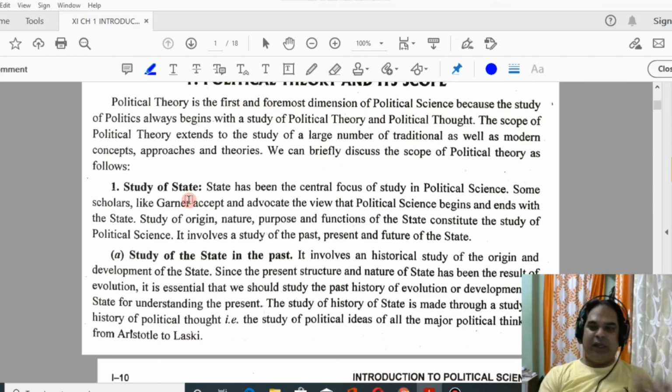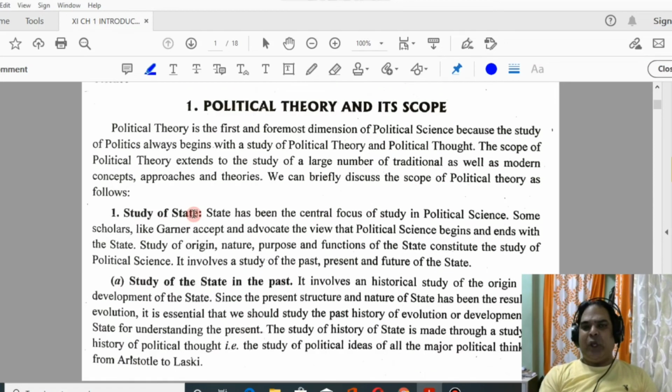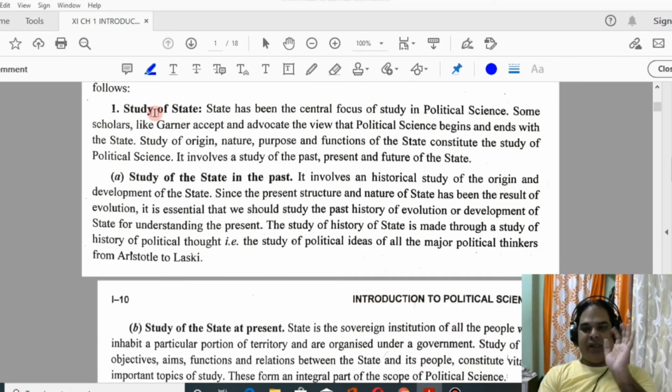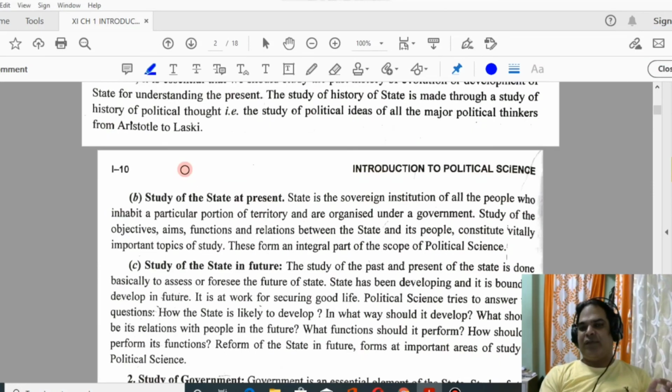It started with the beginning of a state and it will come to an end when the state comes to an end. So when we study the theory of political science, my dear, you can see here, study of state. When we study about the state, we have to keep focus on the present condition of the state, the present theory of the state, the past theory of the state, as well as what will be the future of the state.